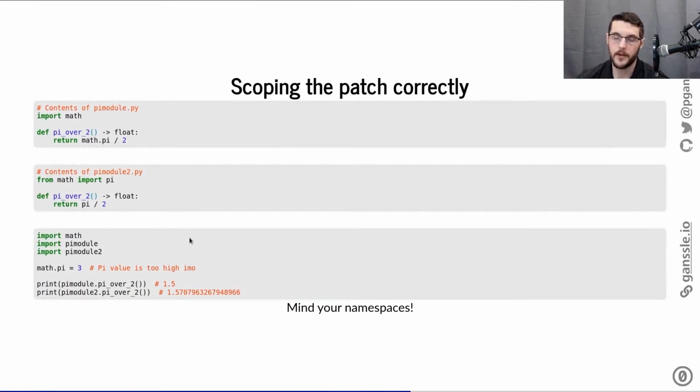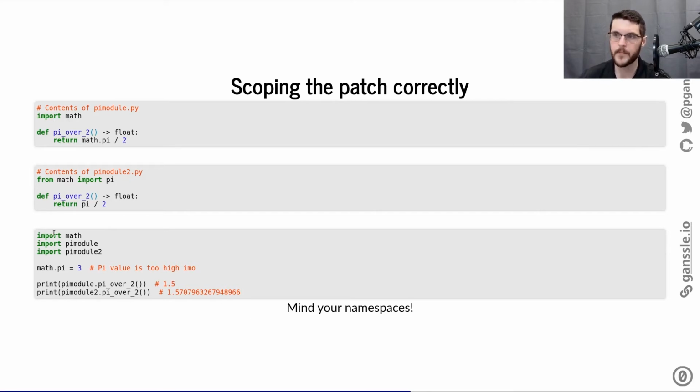So if you do decide to do this, it's important to scope your patch correctly. Here's an example where we have two modules that appear to do the exact same thing. They just expose a function that returns pi/2. If we decide that we want to patch math.pi so that pi is no longer 3.141 whatever, and is instead exactly 3, we can do that. And note that the first module actually works: pi/2 is now 1.5. That's great. The second module, though, didn't get the monkey patch.